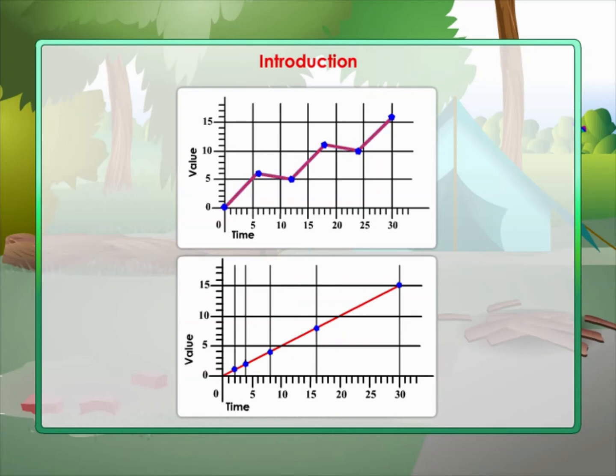A line graph displays data that changes continuously over periods of time. That is, a line graph is just plotting the points in accordance with the data and joining them to form a zigzag line. Whereas a linear graph is when this connection of points gives us a straight line.